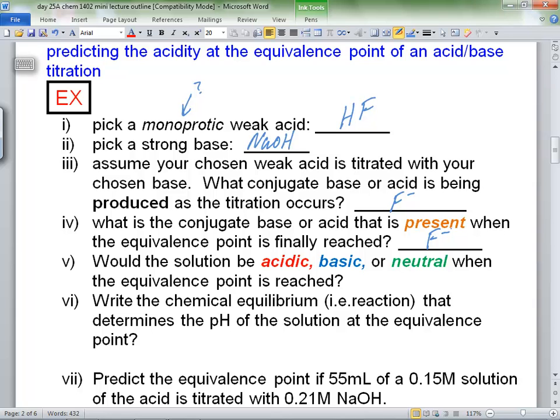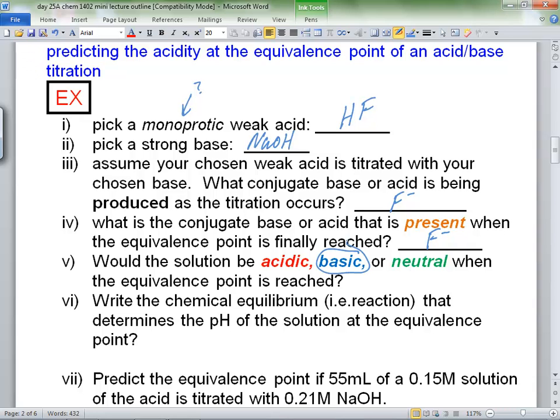Okay? Would the solution, Vanessa, be acidic, basic, or neutral when the equivalence point is reached? Why basic? Add a base, get a base. The base that's present at the equivalence point is what? The F minus, and it's a base. It's got to be basic.